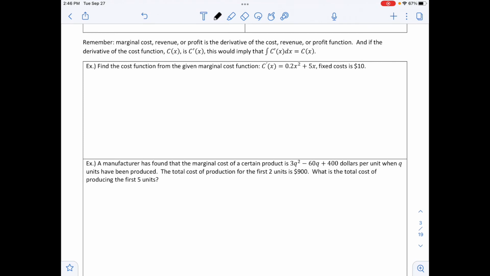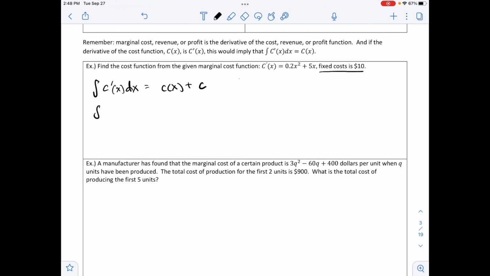So, the example right below this says find the cost function from the given marginal cost function, which is C prime of x equals 0.2x squared plus 5x. Fixed cost is equal to $10, and we'll talk about what that means in just a sec. So what we have is the integral of our marginal cost function, integrating with respect to x, which is equal to C of x plus c, that constant term that we would have.